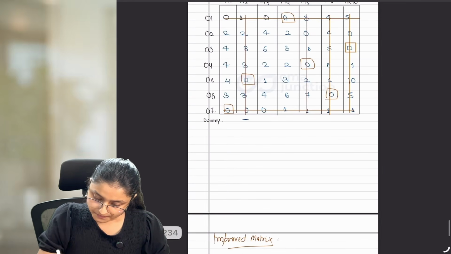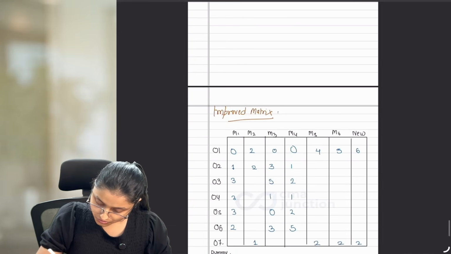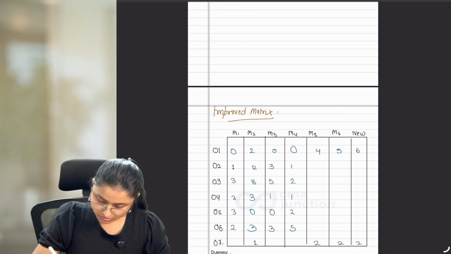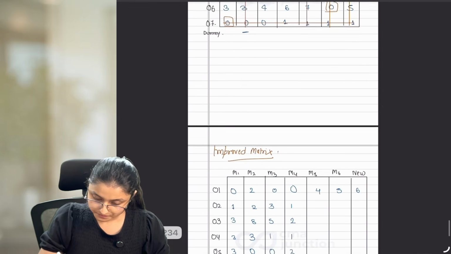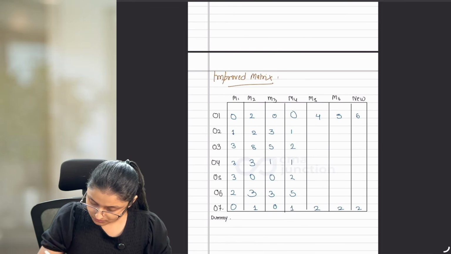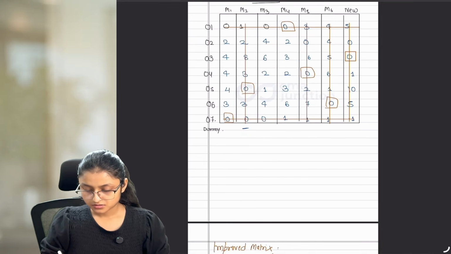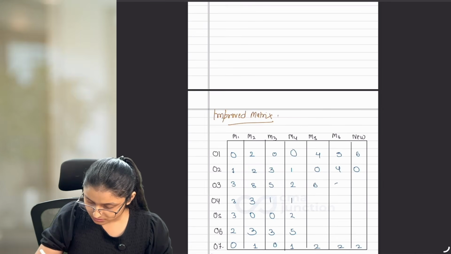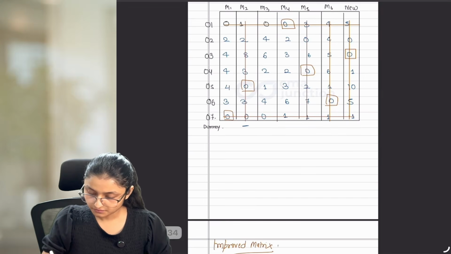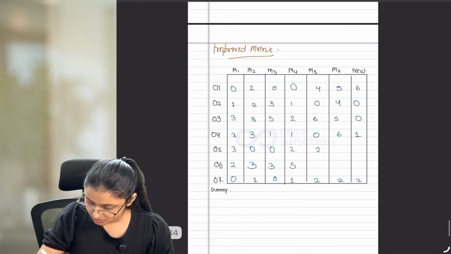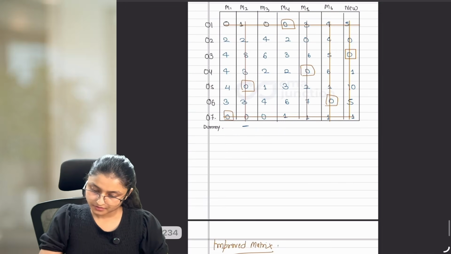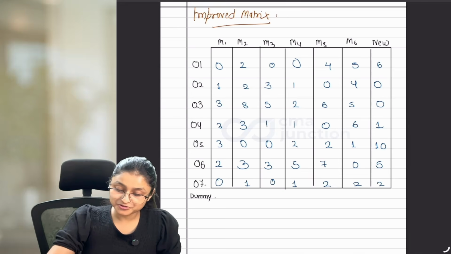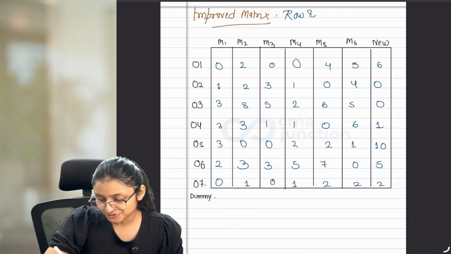Next. 2 8 3 0 3. Here we have 0. Next 0 1. Next 0 4 0 6 5 0 0 6 1. Then 2 1 10 7 0 5. Okay? Now this is our improved matrix, and again we have to do row and column scanning.